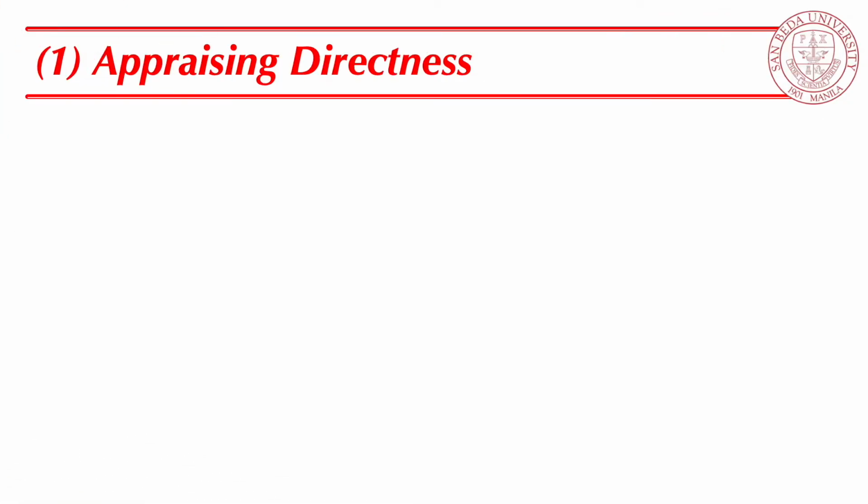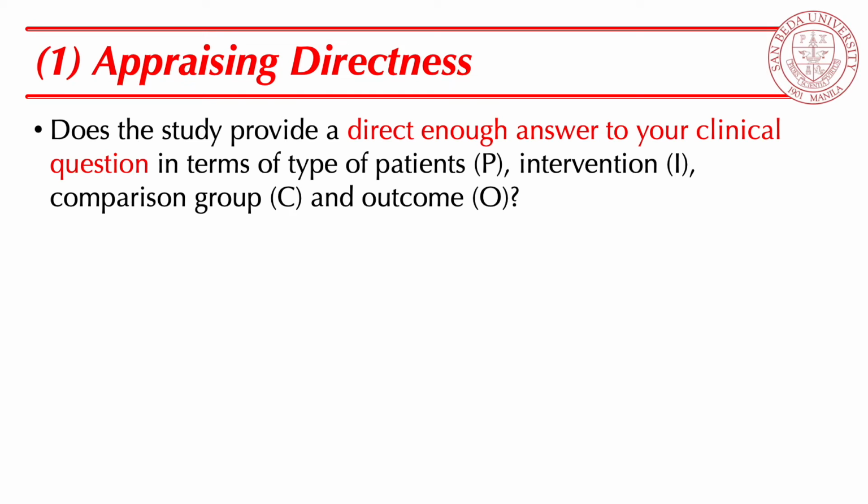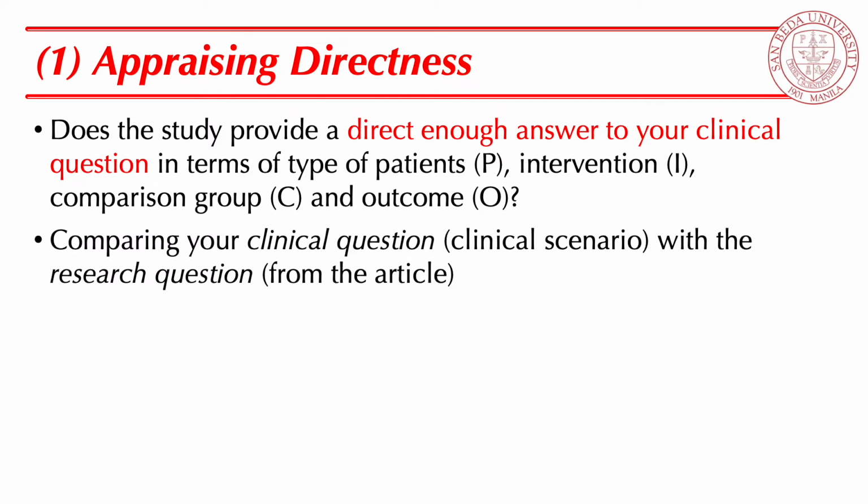Now, the main question regarding directness of a study or article with the clinical scenario you are in is, does the study provide a direct enough answer to your clinical question in terms of type of patients, intervention, comparison group, and outcome? What you are basically doing when appraising directness is comparing your clinical question from your clinical scenario with the research question posed by the article and deciding whether or not the article or articles you have retrieved would have the answers to your clinical question.